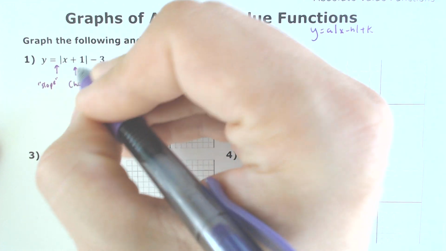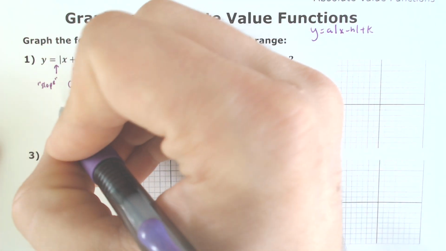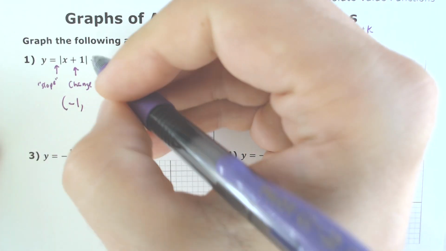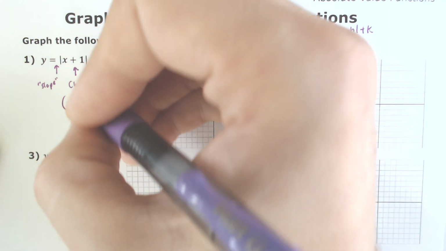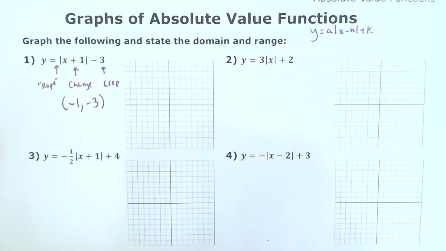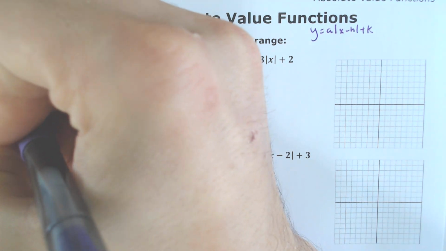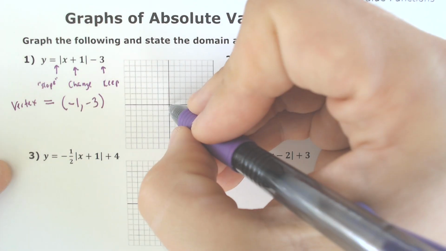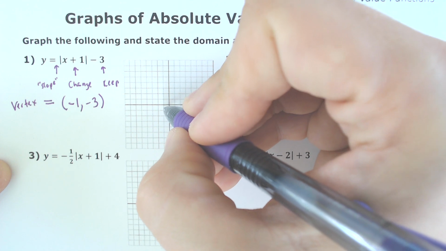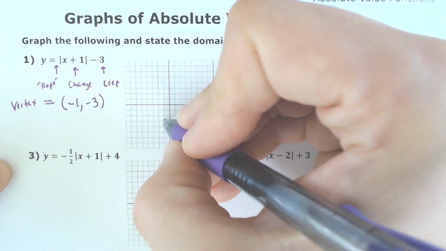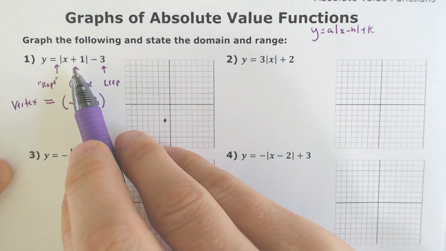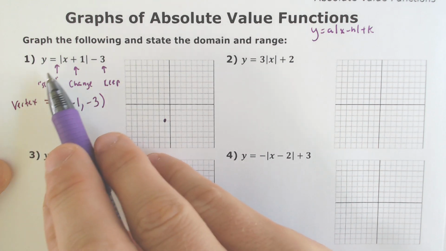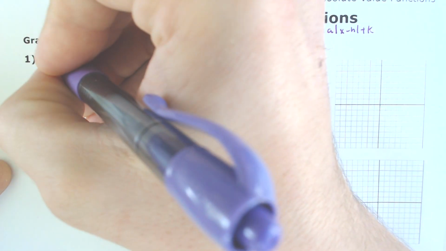So if we change the sign, the x plus 1 is going to turn into a negative 1, and keep the sign, that negative 3 will stay a negative 3. And that is, in many circumstances, what you would call the vertex of the graph. So we're going to plot the point at negative 1, negative 3. In this particular graph, the vertex is negative 1, negative 3, and the slope is a positive 1.